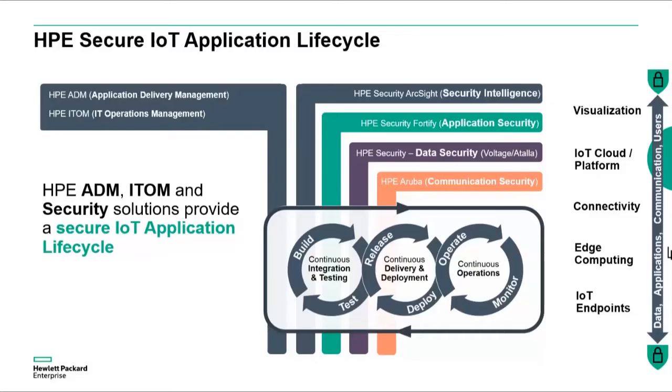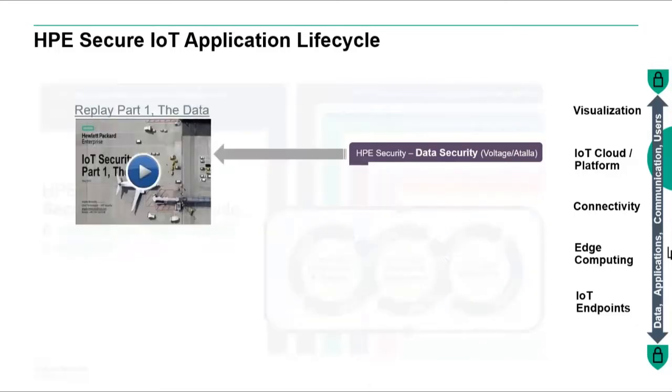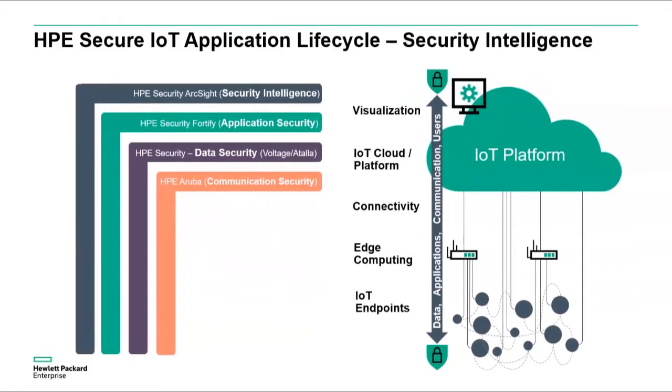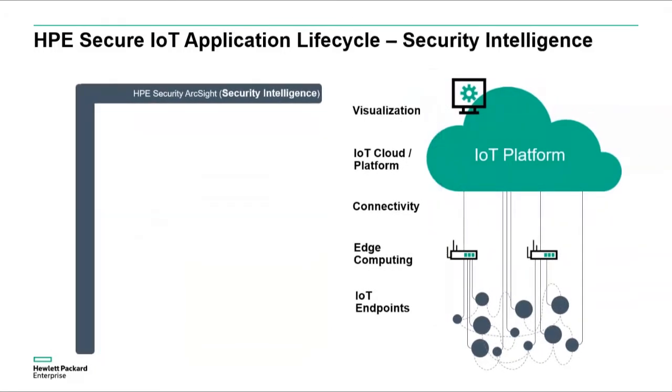In the last session, we laid the foundation for IoT security and touched on the different HPE software solutions to build, test, deploy, and operate secure IoT applications. We also took a closer look at how to implement end-to-end data security with HPE Voltage Secure Data. As this session is based on that foundation, I encourage you to go back and watch the first part if not done yet. In this session, we will be focusing on security intelligence and HPE Security ArcSight.